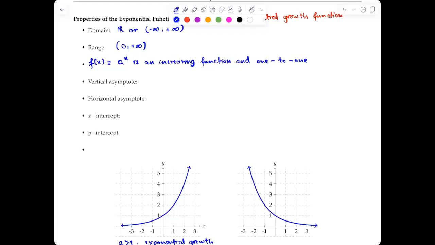Now, vertical asymptotes: there's no vertical asymptote at all for exponential functions. In this case, you have one horizontal asymptote, which is y equal to 0. Now, it depends on the functions. Later on you will see that when we do transformations on exponential functions, we get a different value for the horizontal asymptote. But in this particular context, y equal to 0 is the horizontal asymptote.